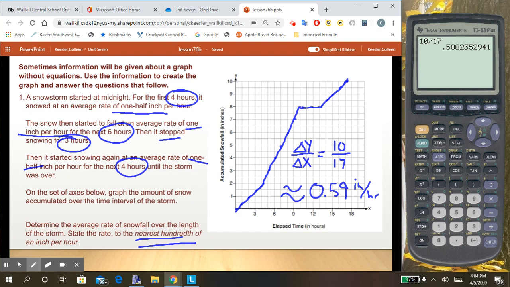You just have to keep in mind the rate and make sure you're very, very closely paying attention to the details in the problem so you don't skip any part.